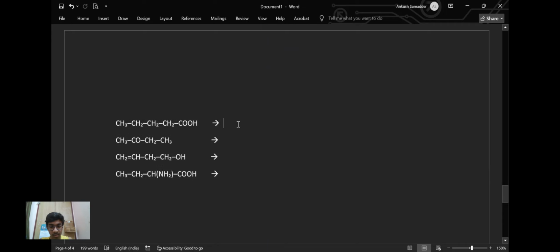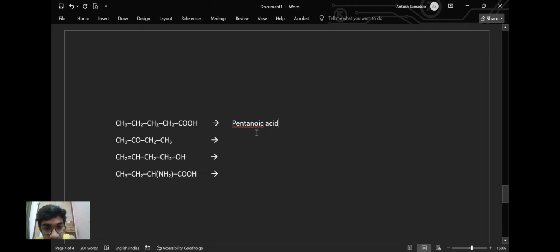So here, as you can see, COOH is there, and the longest carbon chain is 1, 2, 3, 4, 5. Pent. 5 carbons are there, so it will be pent, AN, oic acid. It will be written like this. Let me teach you how it is written like this.